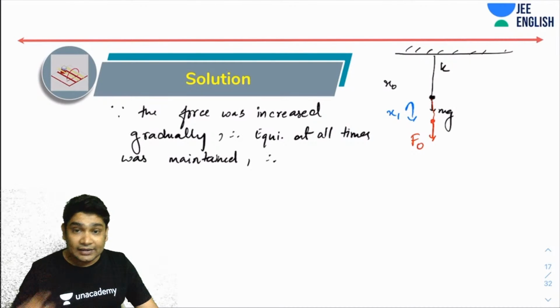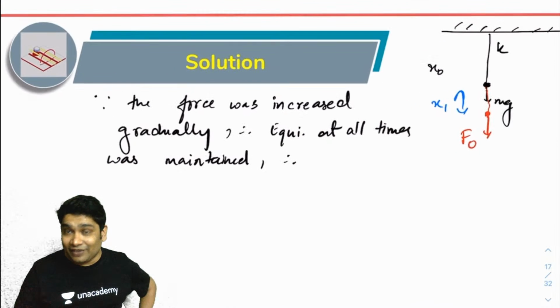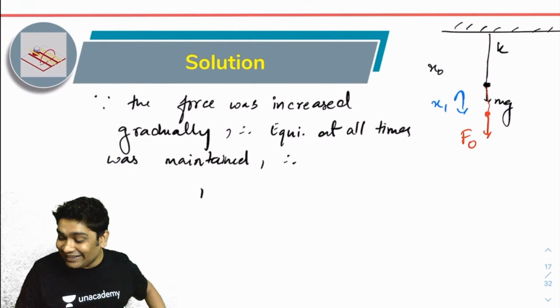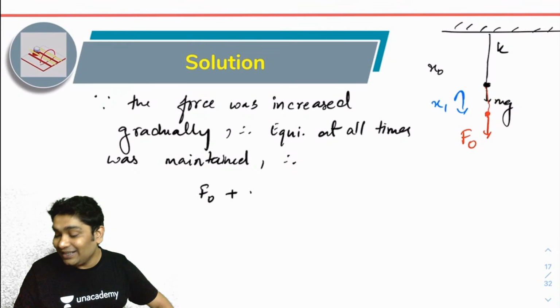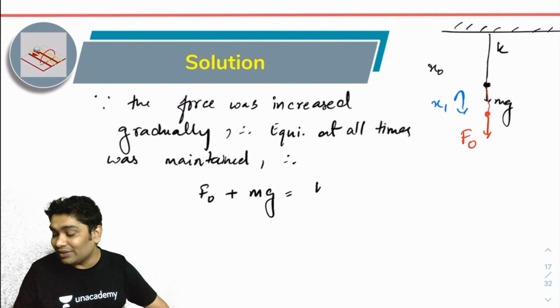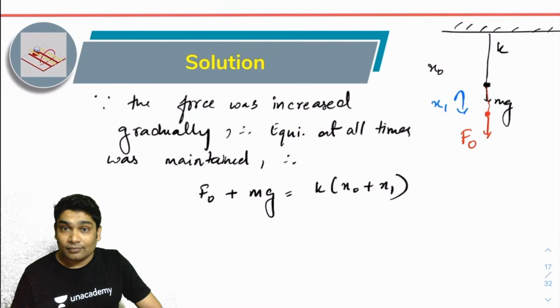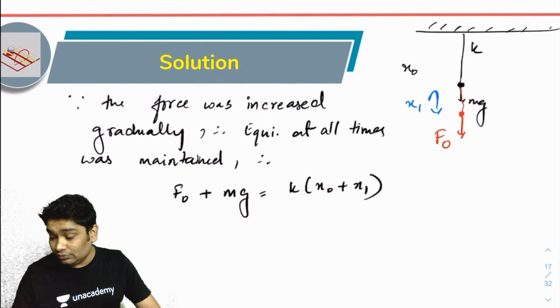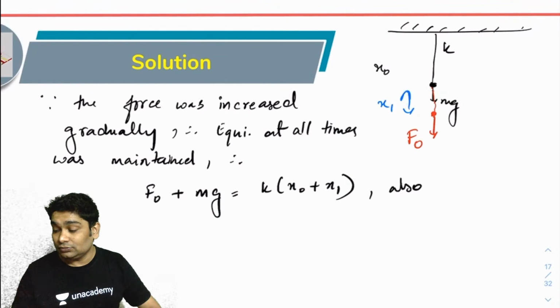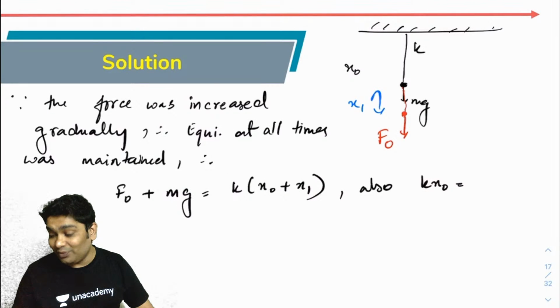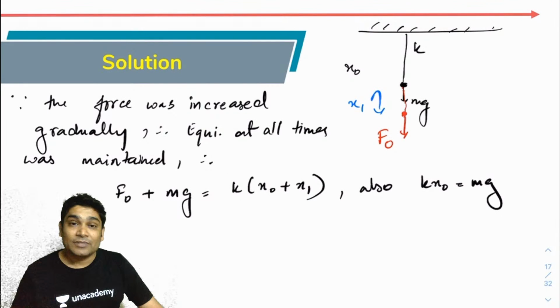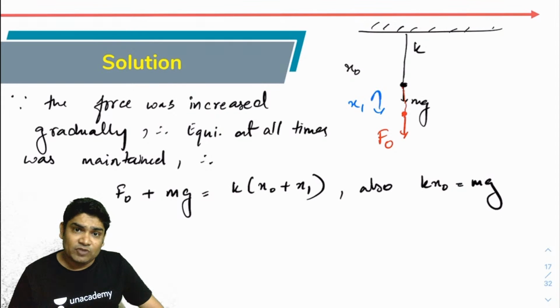Therefore, at the final position also, I can say that F naught plus mg should be equal to k times x naught plus x1. I hope everybody gets that. Also, kx naught would be equal to mg. So these two equations I can say because equilibrium was there at all times.